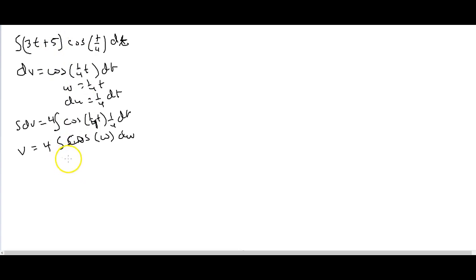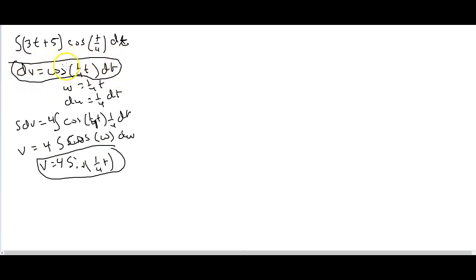So I get sine w, and w is just 1/4 t. Again, we're just going to drop the c because we're going to pick it up later. So there's v, and there's dv. So u has to be the other thing, and that's 3t plus 5. So du equals 3 dt, doing the derivative like we always have been doing it all along. And there's that one, and there's that one.